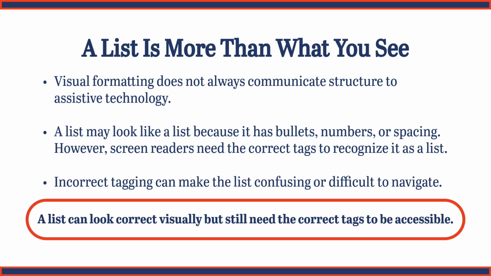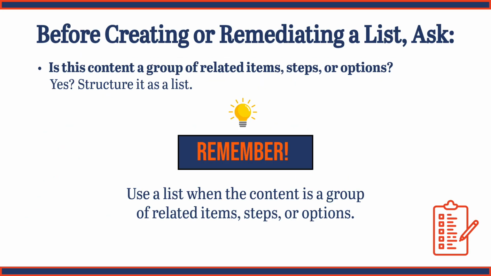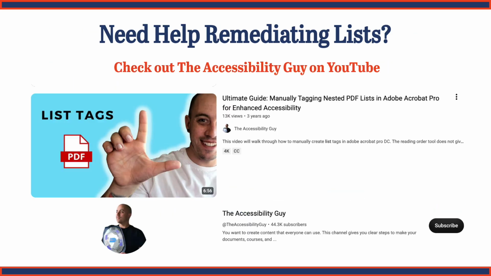Lists can also be challenging to remediate because visual formatting does not always communicate structure to assistive technology. A list may look like a list because it has bullets, numbers, or spacing, but a screen reader needs the correct tags to understand the relationship between each item. Before attempting to remediate a list, ask yourself, is this content a group of related items, steps, or options? If yes, it should be structured as a list. Again, the Accessibility Guy on YouTube has a great video for walking you through this process.